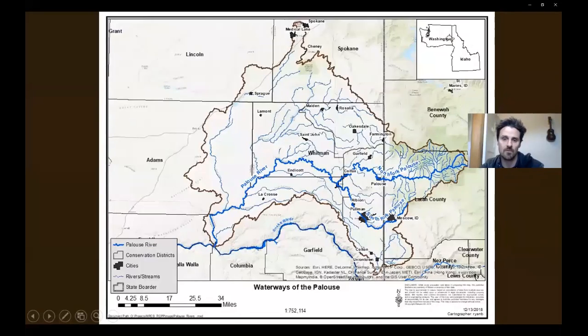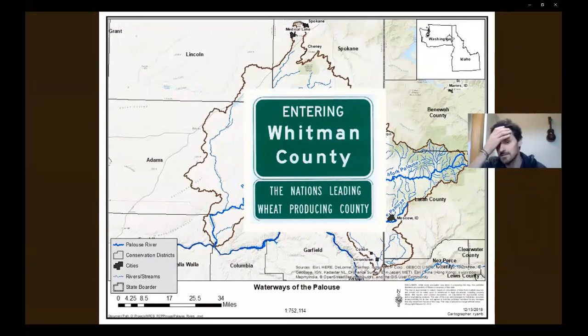All right, with that, I'll show you a picture of the Palouse River watershed. This is the Palouse River watershed. It's located in eastern Washington and parts of northern Idaho. It's just over 2 million acres, and 67% of that is in agricultural land. In the heart of the Palouse River watershed, right in the center, is Whitman County. And as you drive into Whitman County, what you see is a road sign like this that says the nation's leading wheat producing county.